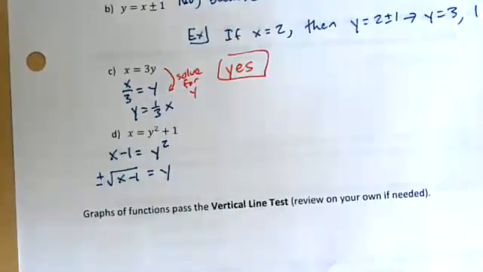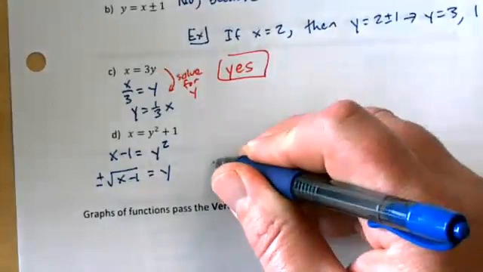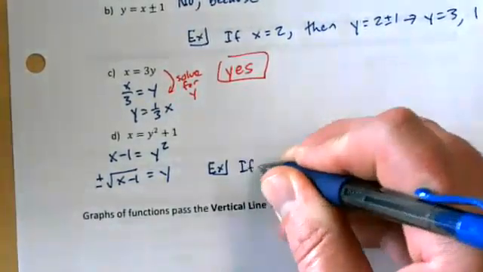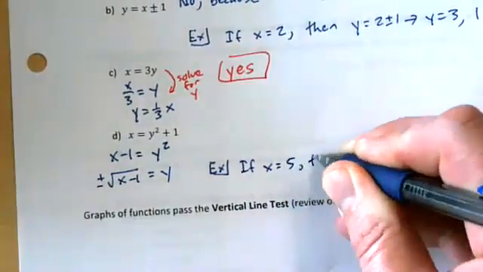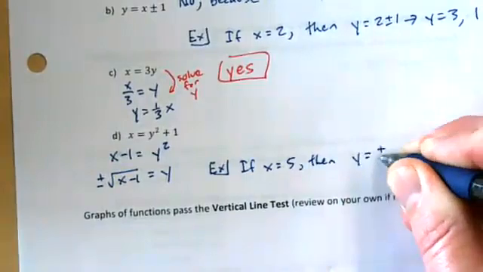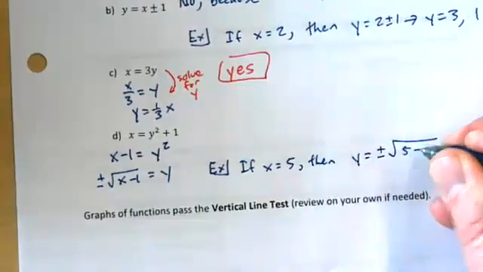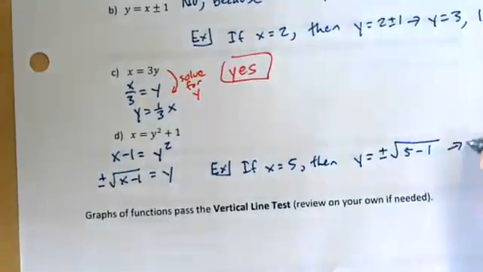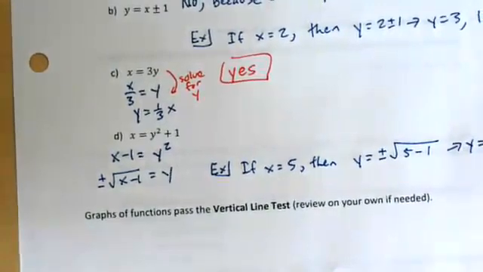What's our gut instinct? Function or no? No. Can somebody come up with an example before we commit to this? If the answer is no, then there must be some input that's giving me more than one output. Can you come up with an x value I could plug in here that would give me more than one y value? Yeah. Let's try 5. So if x equals 5, then y would equal plus or minus the square root of 5 minus 1. That's plus or minus the square root of 4, which is 2 or negative 2. So we came up with 2 outputs for that particular input.